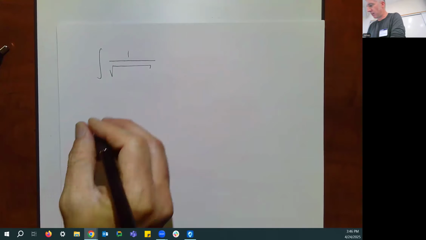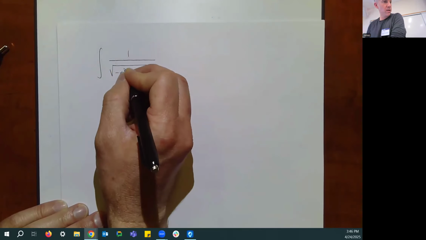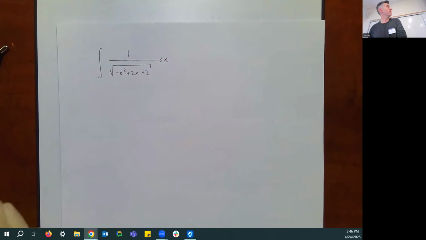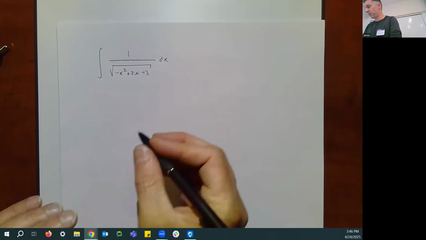Cool. So something like this: negative x squared plus 2x plus 3. You see something like that, you're like, what are you doing? So when you see a quadratic in a root, and it's not like x squared plus 1 or x squared plus 9, or a difference or a sum of seemingly looking squares, usually what that means is you have to complete the square. Usually. So here's what we're going to do.